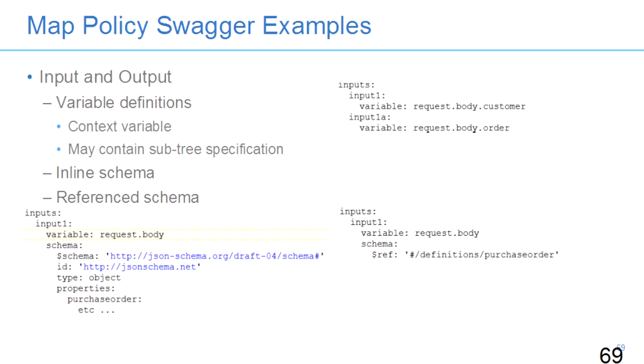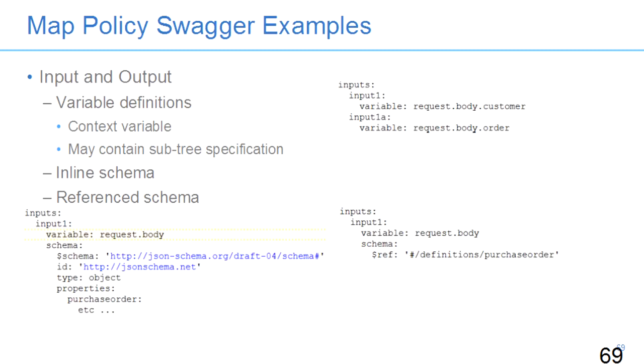They can be just request.body, as is shown in the lower examples. They can have additional subtyping, so within the request.body, the actual payload that came in, I'd like to have input 1 be just the customer object within that. I could have input 1A, which would be just the order object within the actual request body. Any of these variables that I think William talked about earlier can be used here. So I could have a variable on request.headers, request.status, parameters. All the different variables he talked about could be specified here.